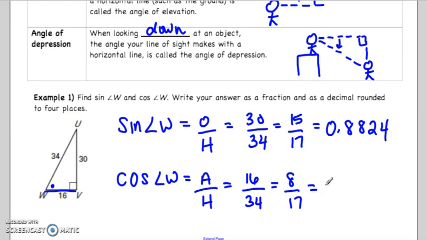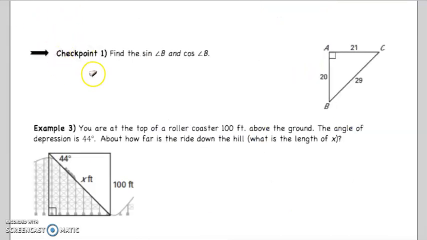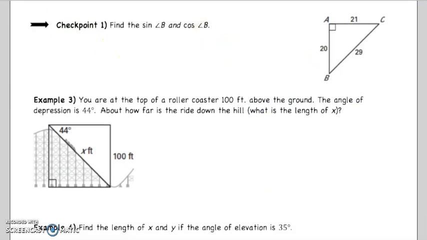fraction. However, when I divide 8 by 17, I get 0.4706, rounded again to the nearest 4 digits. All right, so now that we have those two, I'd like you to go ahead and try checkpoint 1 on the back side. So go ahead and pause this video, work it out, and when you are ready to find out what the answers are, hit play.